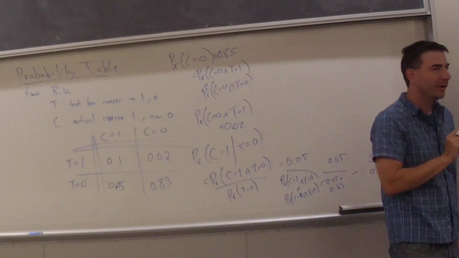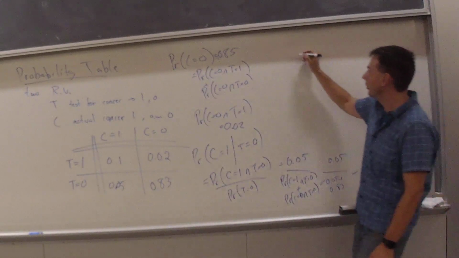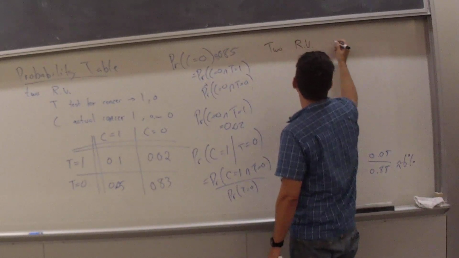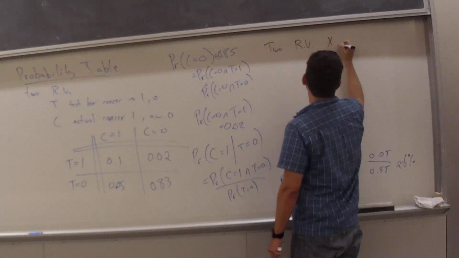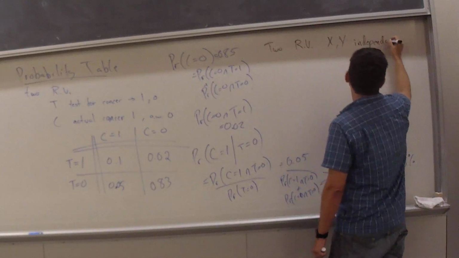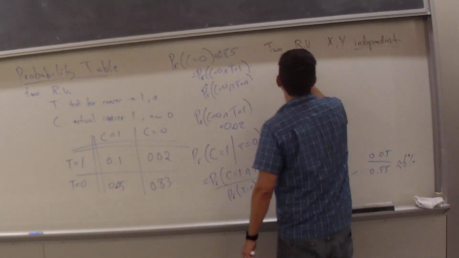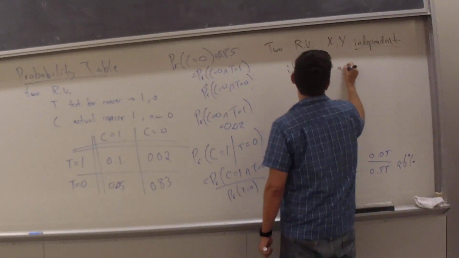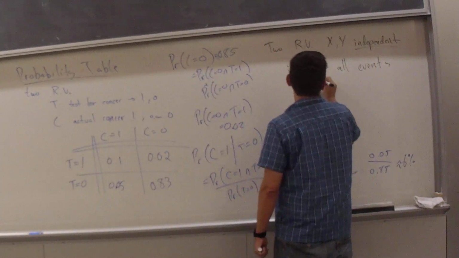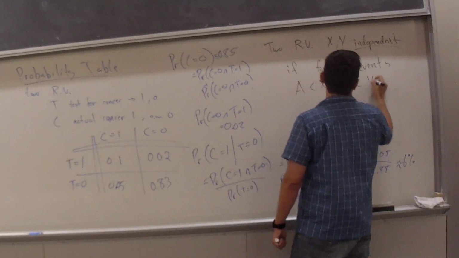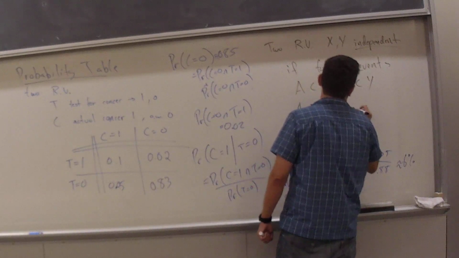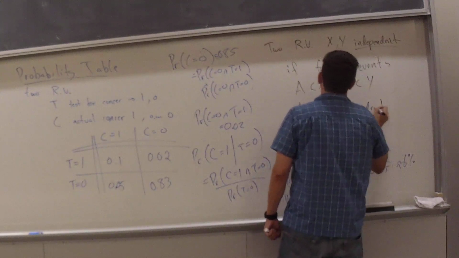I realize I didn't give you the definition yet to answer this question. So I'll say two random variables, let's say X and Y, are independent if for all events A in X and B in Y, A and B are independent. This is if and only if.